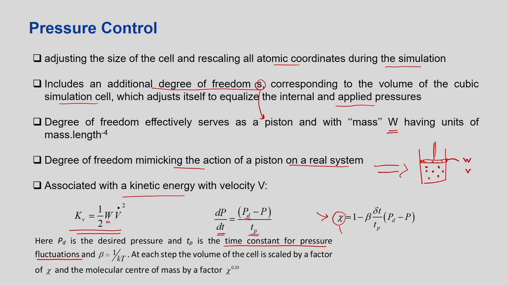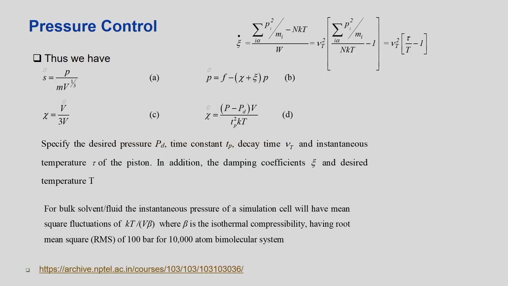In this expression I have introduced another parameter. Like in the previous one, it is the friction coefficient. This is the parameter for controlling the pressure. Here, beta is equal to 1 upon kT, delta t is the time step, and TP, as I told you, is the time constant for pressure fluctuation. So, at each step the volume of the cell is scaled by this factor, and the molecular centers by this factor. This factor will take care of the rescaling of the entire cubical box. Like the friction coefficient, this is analogous for pressure control. So, these are the expressions.